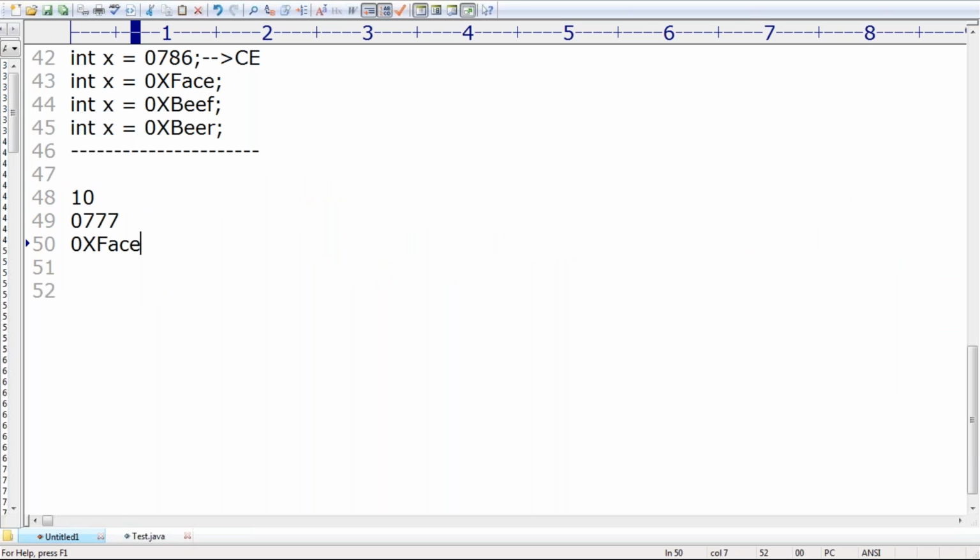Please respond. By default, every integral literal is what type? Int type. But if you want to specify explicitly as a long type, what do I have to do? Compulsorily the number should end with either a small l or a capital L. Either small or capital L is allowed.